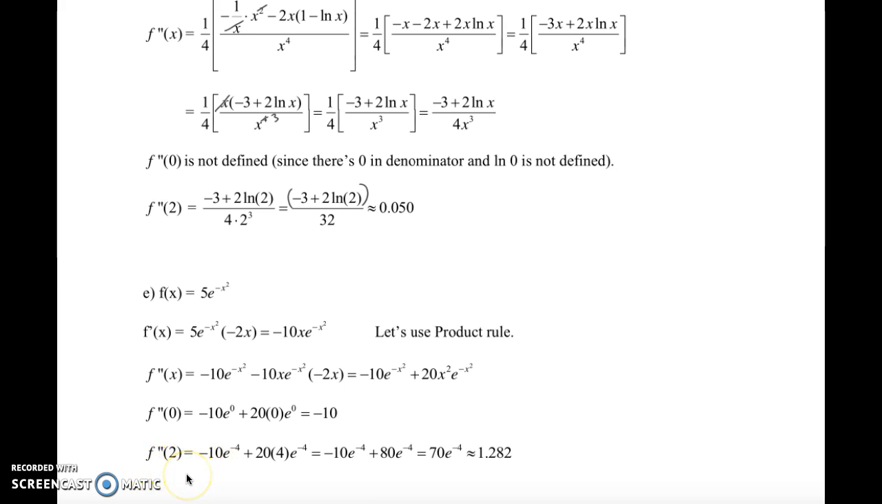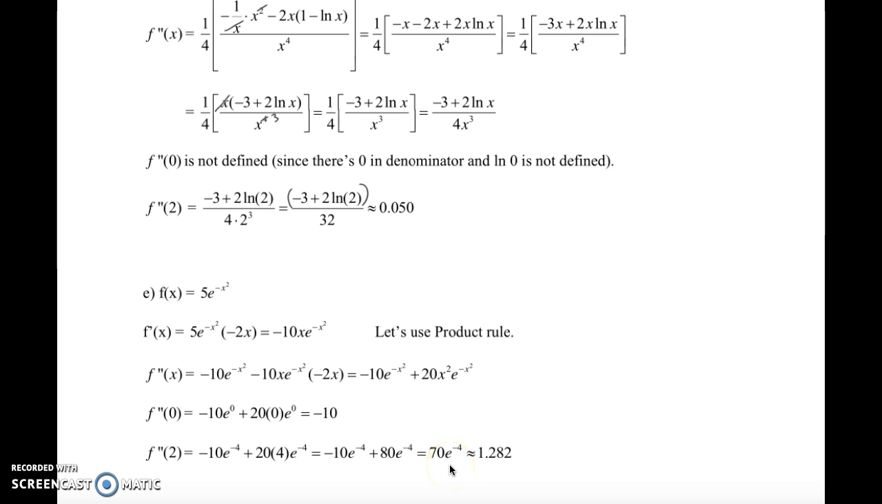We'll go ahead and plug in 2 into our second derivative. This is going to make things a little more interesting. So we have negative 10 e to the negative 4, because we have x squared, so 2 squared is 4, plus 20 times 4, and e to the negative 4 again. And we end up with negative 10 e to the negative 4 plus 80 e to the negative 4. And again, you can combine like terms because our e values are to the same exponent, and we end up with positive 70 e to the negative 4.